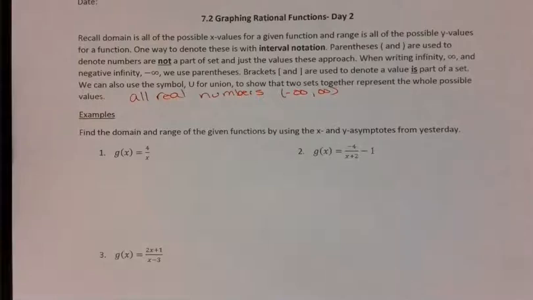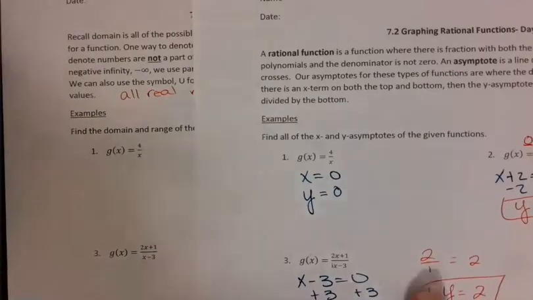And then if I have two pieces, so like it has to break for an asymptote, I use the symbol U to show that the two sets together represent the full possible values. So I'm going to use the asymptotes we found on 7.2 day 1 to say my domain and range. So I'm going to put this off to the side right there.